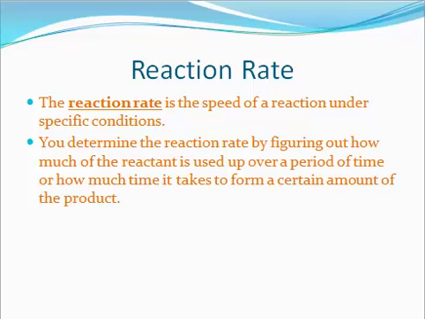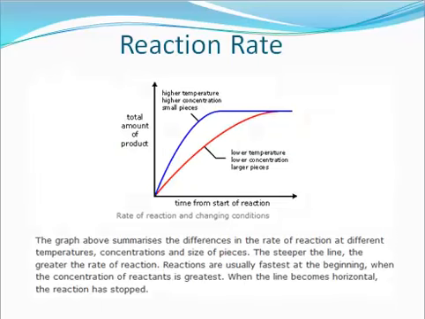So that is the reaction rate, and the reaction rate is the speed of a reaction under specific conditions, because if you change the conditions, the rate of the reaction is going to change. So you determine the reaction rate by figuring out how much of the reactant is used up over a period of time, or how much time it takes to form a certain amount of the product. And that is something that we can determine.